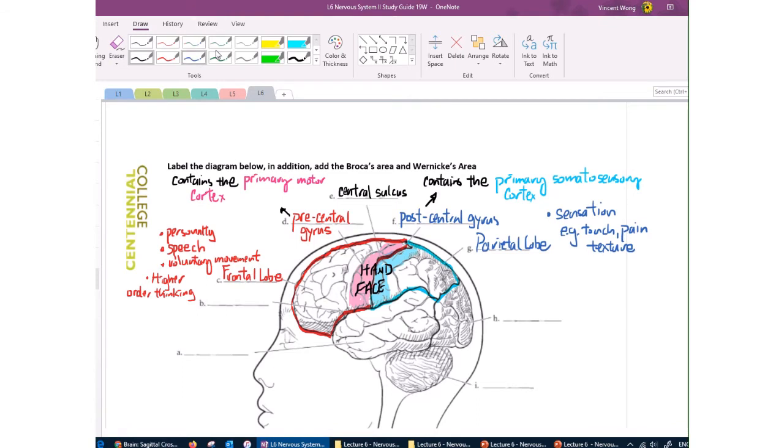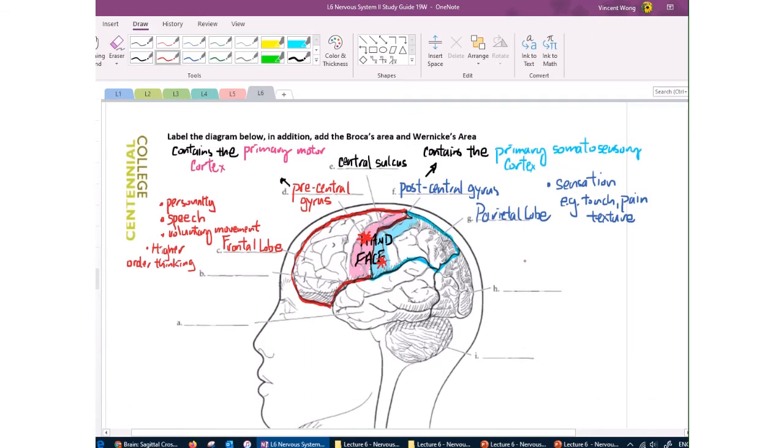So if someone has a stroke, say right here, right, then they will not be able to voluntarily move their right hand, but they can still have feelings from it. Conversely, if the stroke occurs here, then they won't be able to feel their face on the right side, but they can still move the facial muscles. Okay, so that's basically what the primary motor cortex and the primary somatosensory cortex are for. Okay, one is for feeling, one is for voluntary movement.